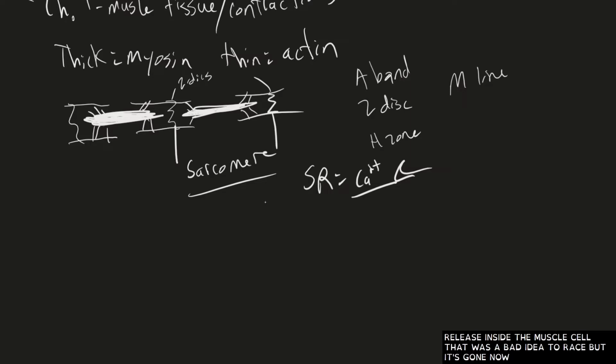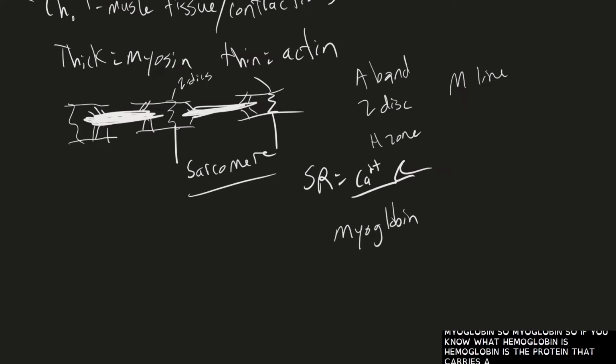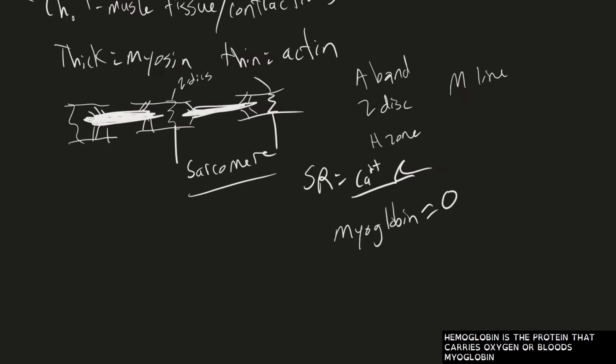So yeah, that's a big one. Other parts of the muscle cell, you have the myoglobin. So myoglobin, if you know what hemoglobin is, the protein that carries oxygen in our blood. Myoglobin stores oxygen in our muscles for a fast source of oxygen when we need it.